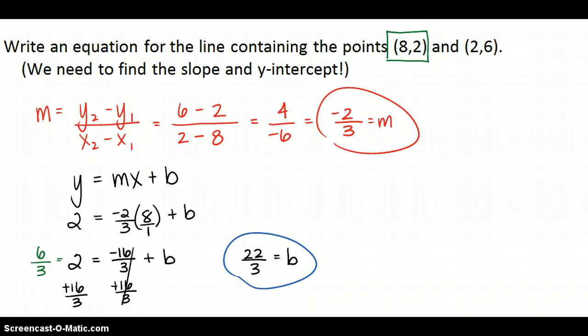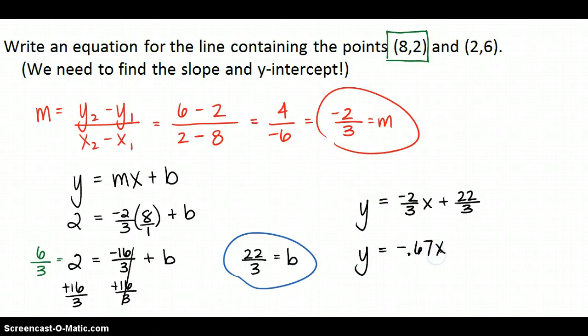So now that I found my two values, again I go to my original y equals mx plus b equation and I insert my pieces. So I get y equals negative 2/3 x plus 22/3. If instead you had changed your fractions into a decimal, if you want to do this and check your work, you'd get y equals negative 0.67x plus 7.33.